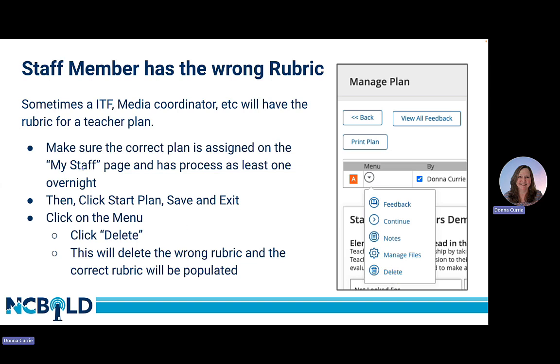And if it's correct on the My Staff page and has been for at least one overnight process, then the correct rubric should generate. Same thing for the person doing their self-assessment. If they see the wrong rubric, they will click Start, Save and Exit, click the menu and Delete. The person who started it needs to delete it, and then Start New, then the correct rubric should be populated. So hopefully that will help save some steps if the wrong rubric does appear.